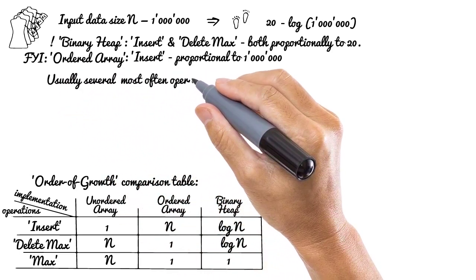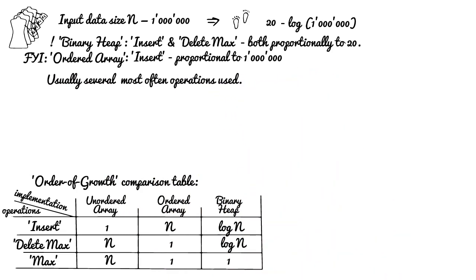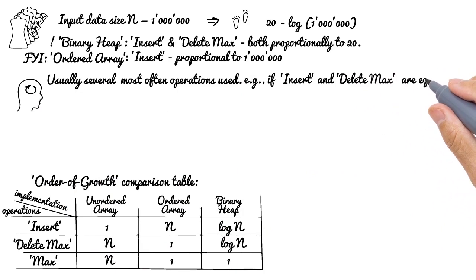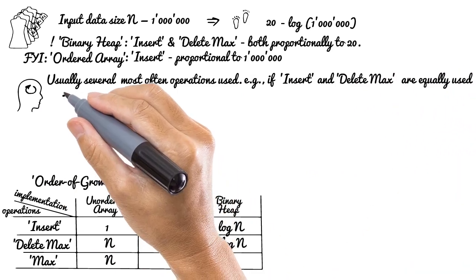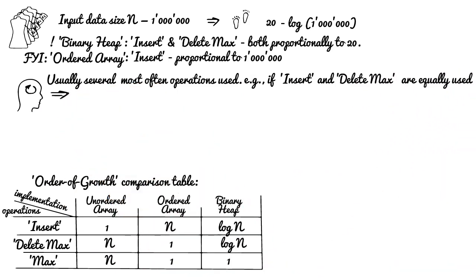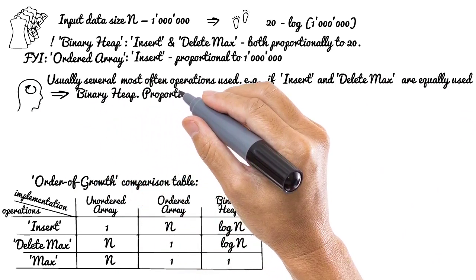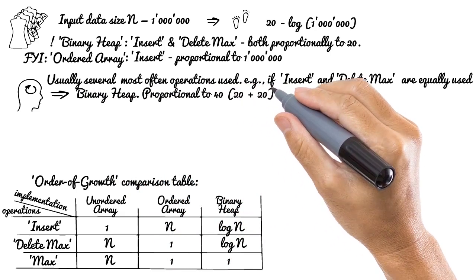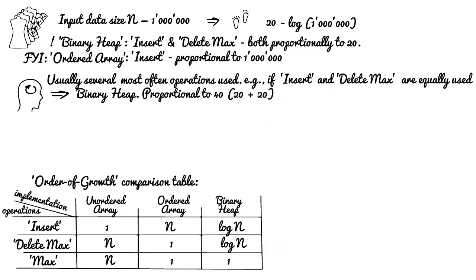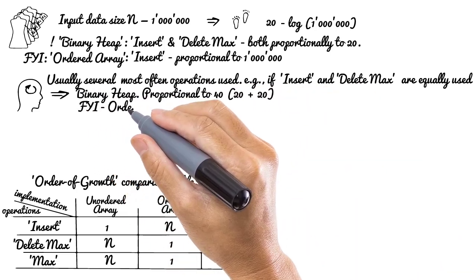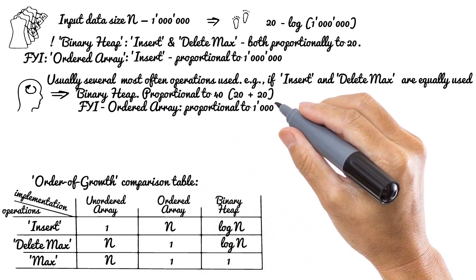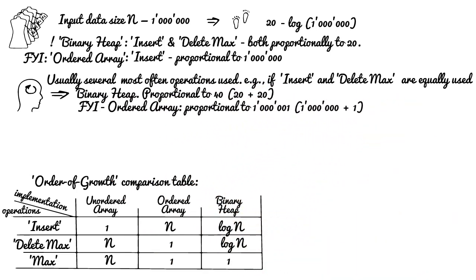There are usually several most often used operations. Imagine that both insert and del max are used equally in our priority queue. In our example with a million items, for one insert and one del max, the binary heap algorithm with a tree underneath will use a number of steps proportional to 40, 20 for insert and 20 for del max, while an ordered array is proportional to 1 million for insert and 1 for del max. You can see the difference just with two operations, right?